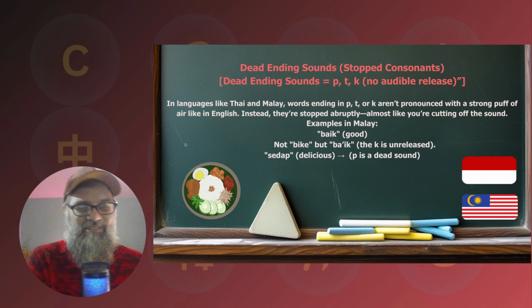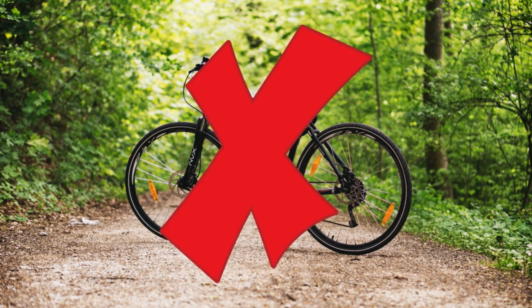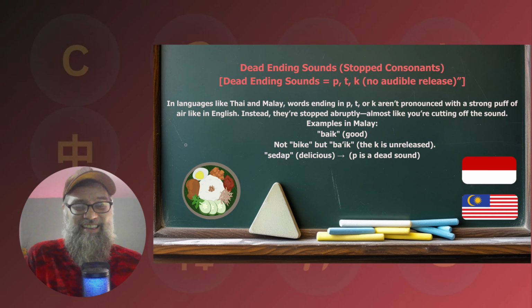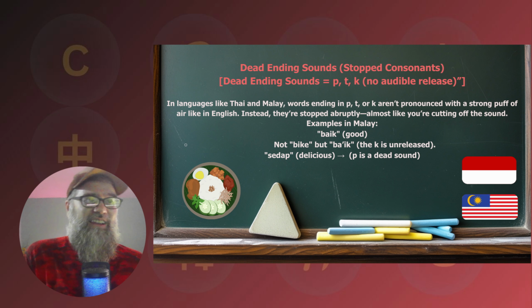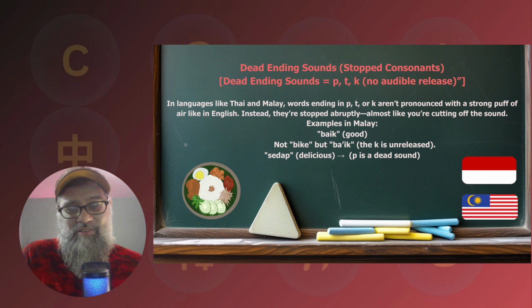In Malay or Indonesian, we have the same situation. For instance, the word baik, good. It's not bike like a bicycle in English. The K is not released. It's not a strong K. Very good. Another one, tidak, also with a K. It's not a strong K. And it would be the same for any other dead sound.